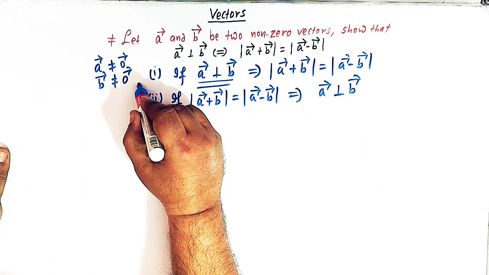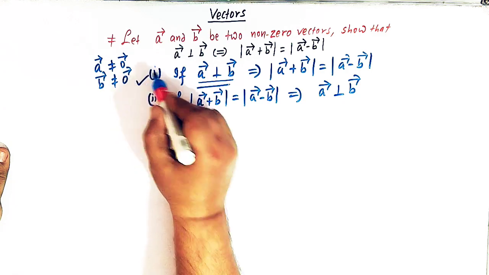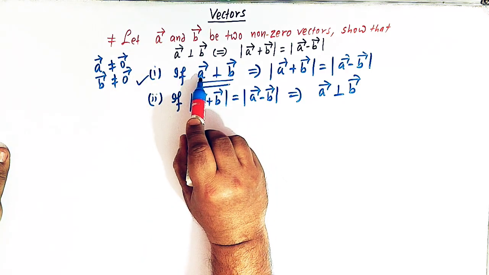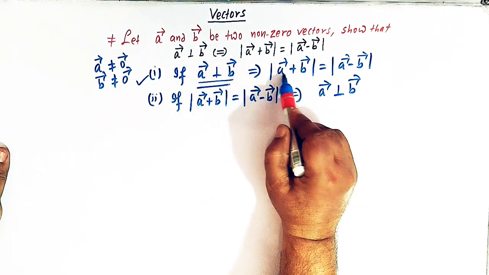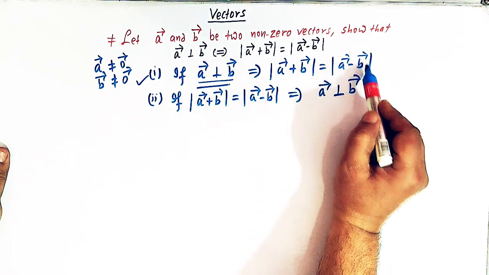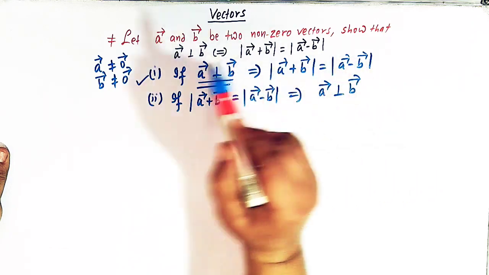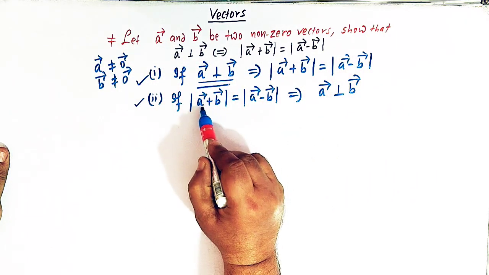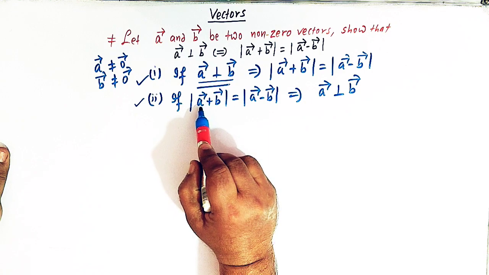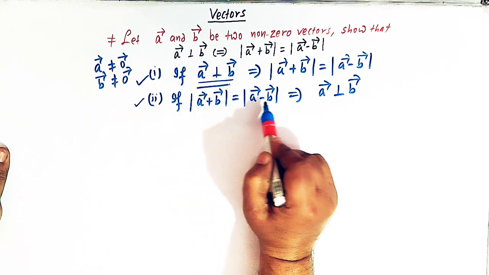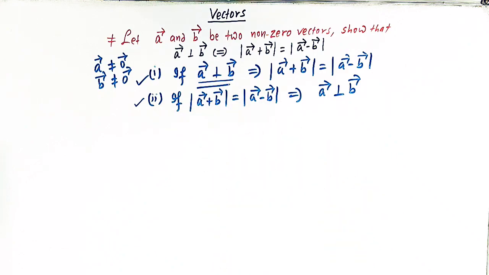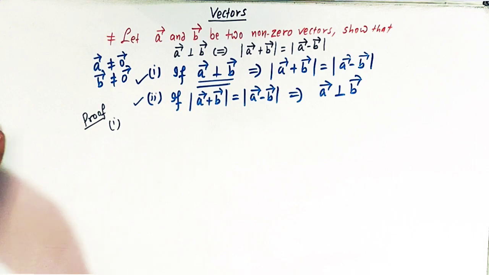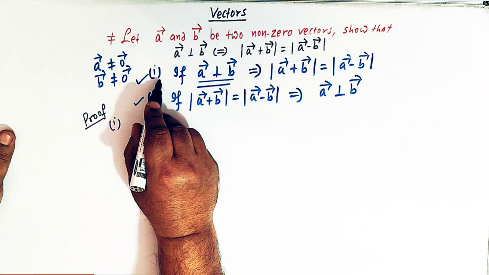So first we'll prove part 1. When the two vectors are perpendicular, then the magnitude of A plus B is equal to the magnitude of A minus B. And in the second case, if the magnitude of A plus B is equal to the magnitude of A minus B, then the two vectors must be orthogonal to each other. So now let us consider the first case.